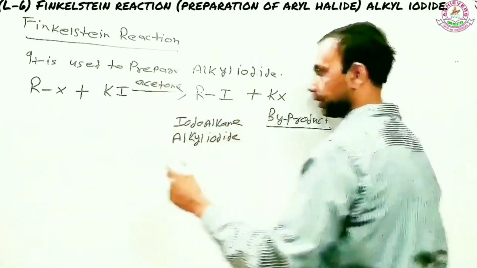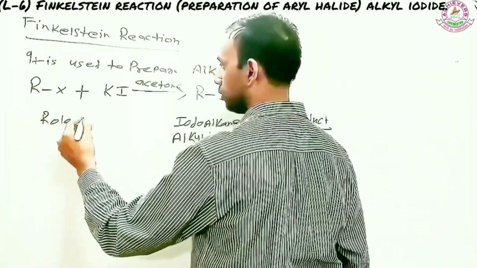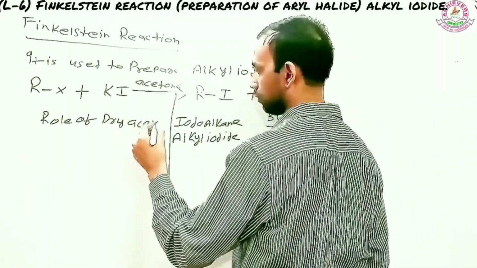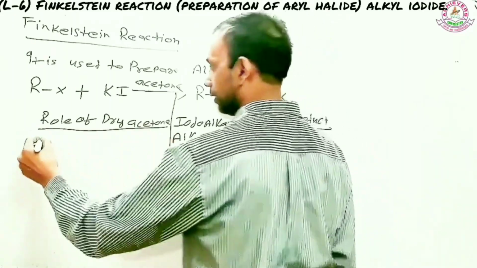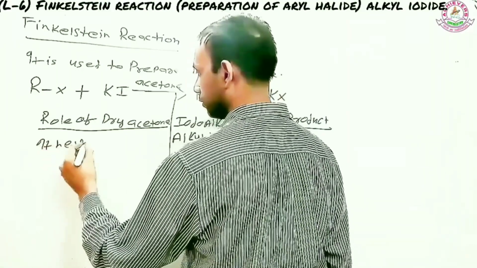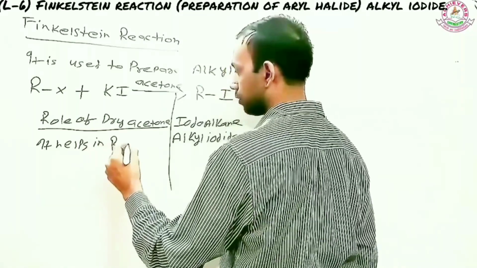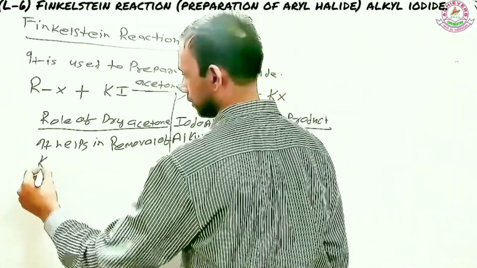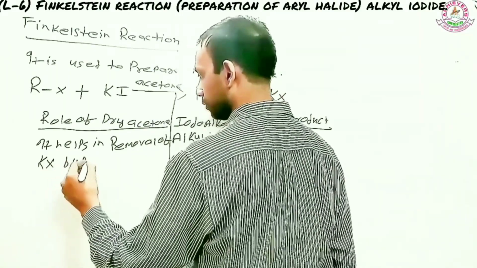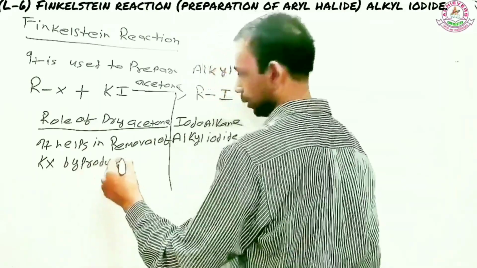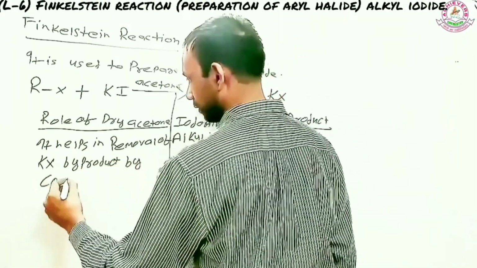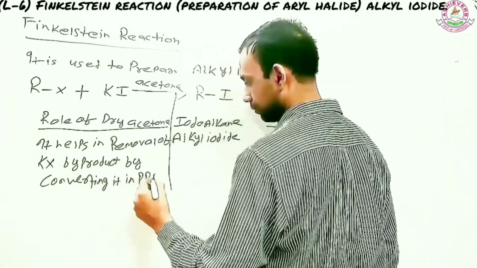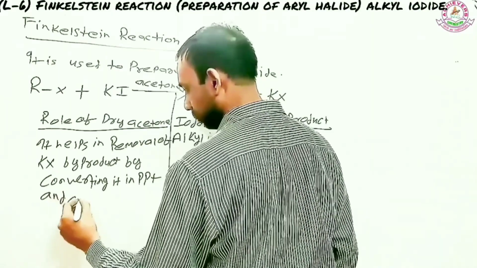What is the role of dry acetone here? The role of dry acetone: it helps in removal of this byproduct, KX, by converting it into a precipitate and causing separation.